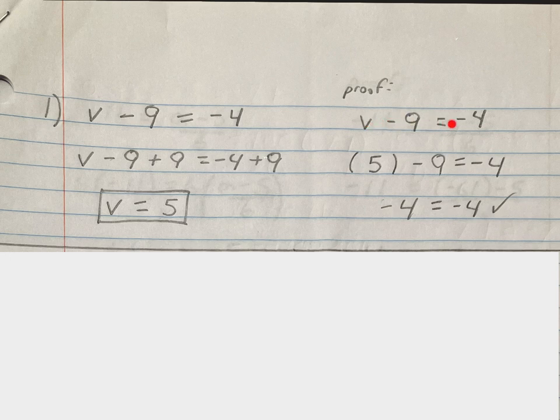Okay? Now we write the original equation unchanged. Then, wherever there's a variable, and there's a variable here at v, we put parentheses and the value we believe it to be in parentheses. So we've got 5 minus 9 equals negative 4. What's 5 minus 9? Well, you're taking away 9. The first 5 that you take away gets you to 0, and then there's 4 left that puts you 4 below 0, or negative 4. So negative 4 equals negative 4. Check.